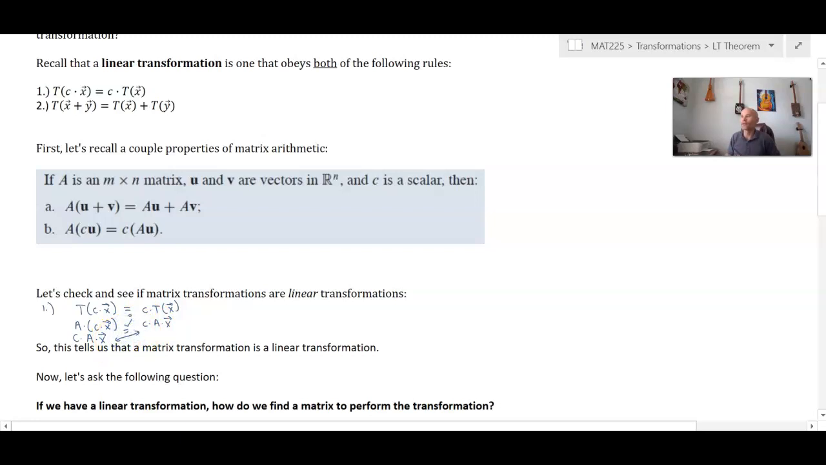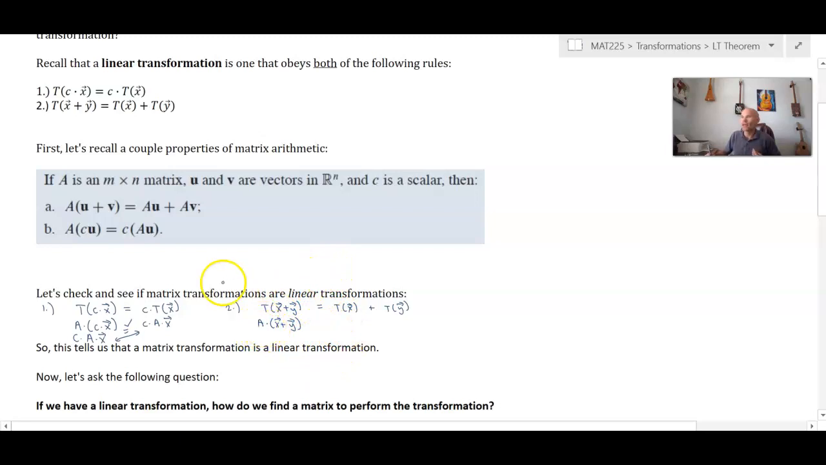So property 1 holds, and now for property 2, we need to show that if we transform the sum of two vectors, we get the same answer as if we transform X, then we transform y, and finally we add them together. So let's do the left-hand side. T of x plus y. Well, this means that we're going to take x plus y as our input and multiply it by A, because our transformation is defined as A times the input.